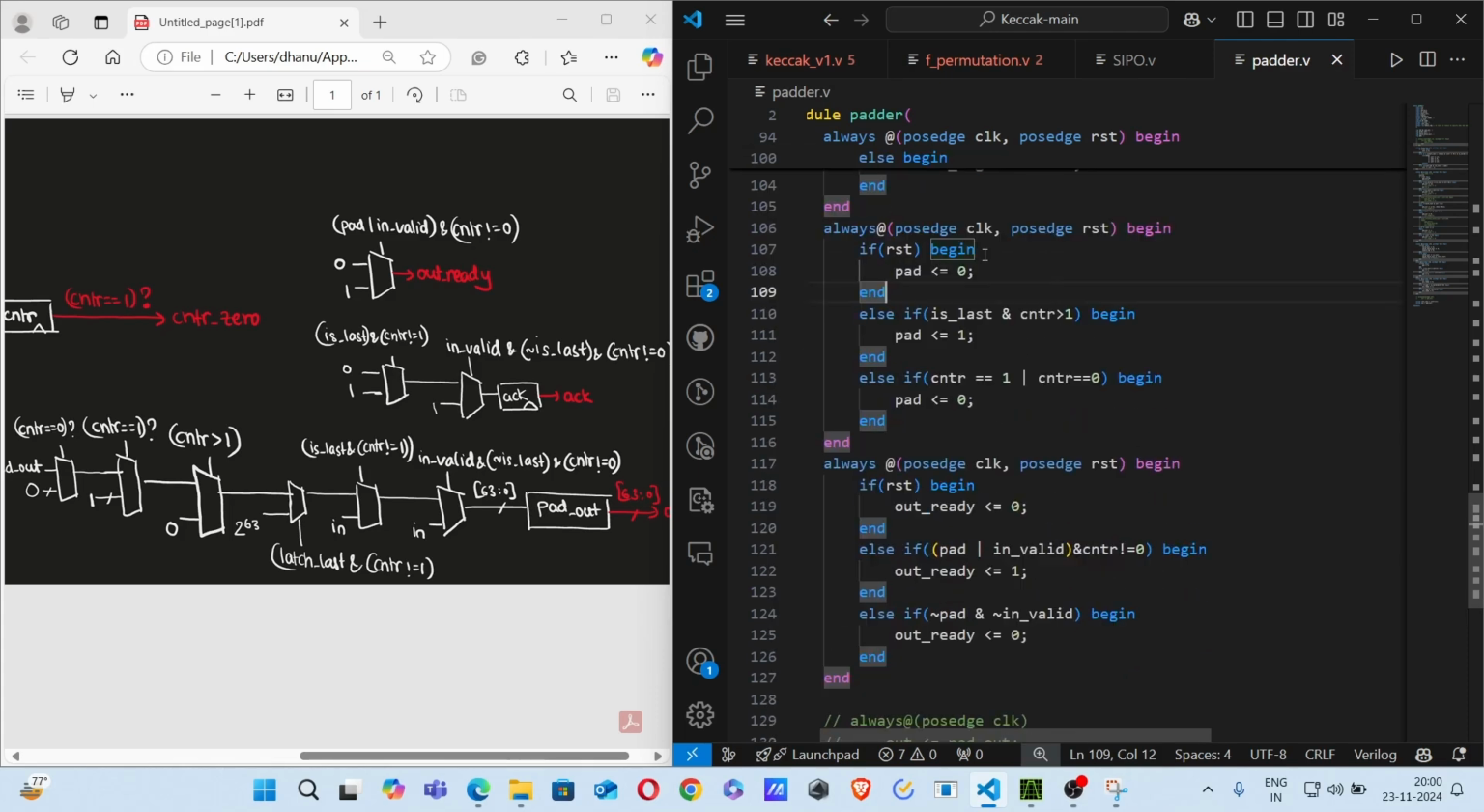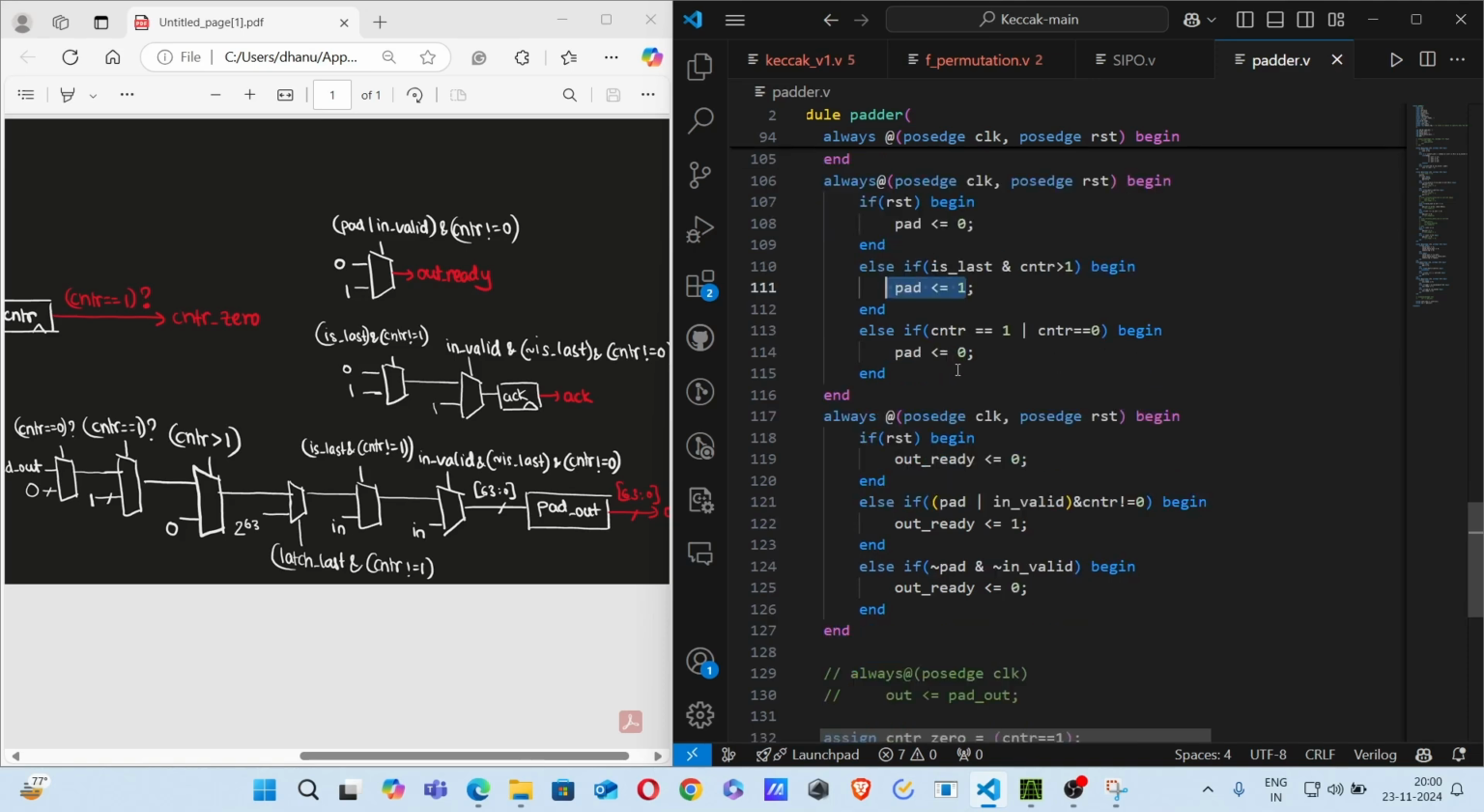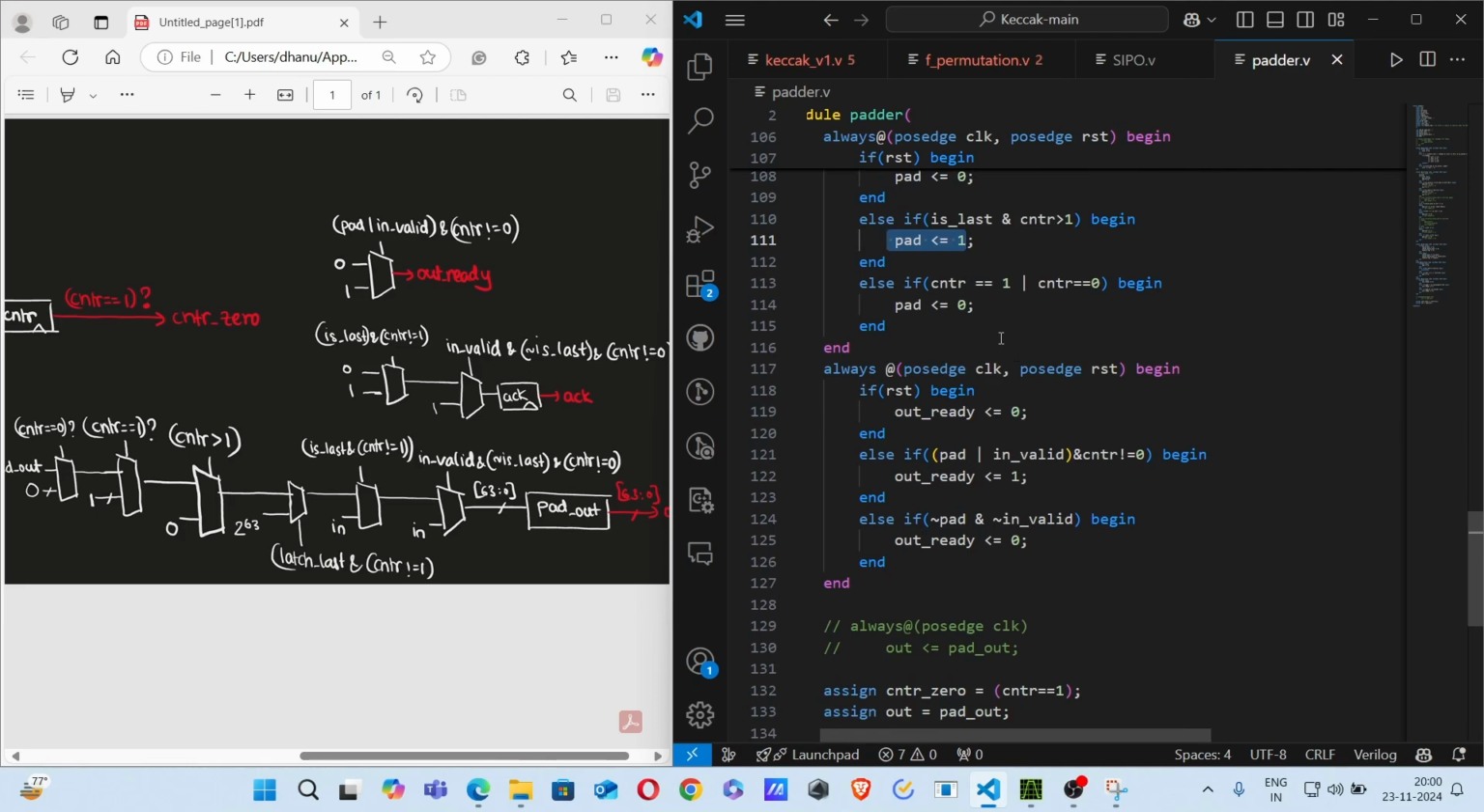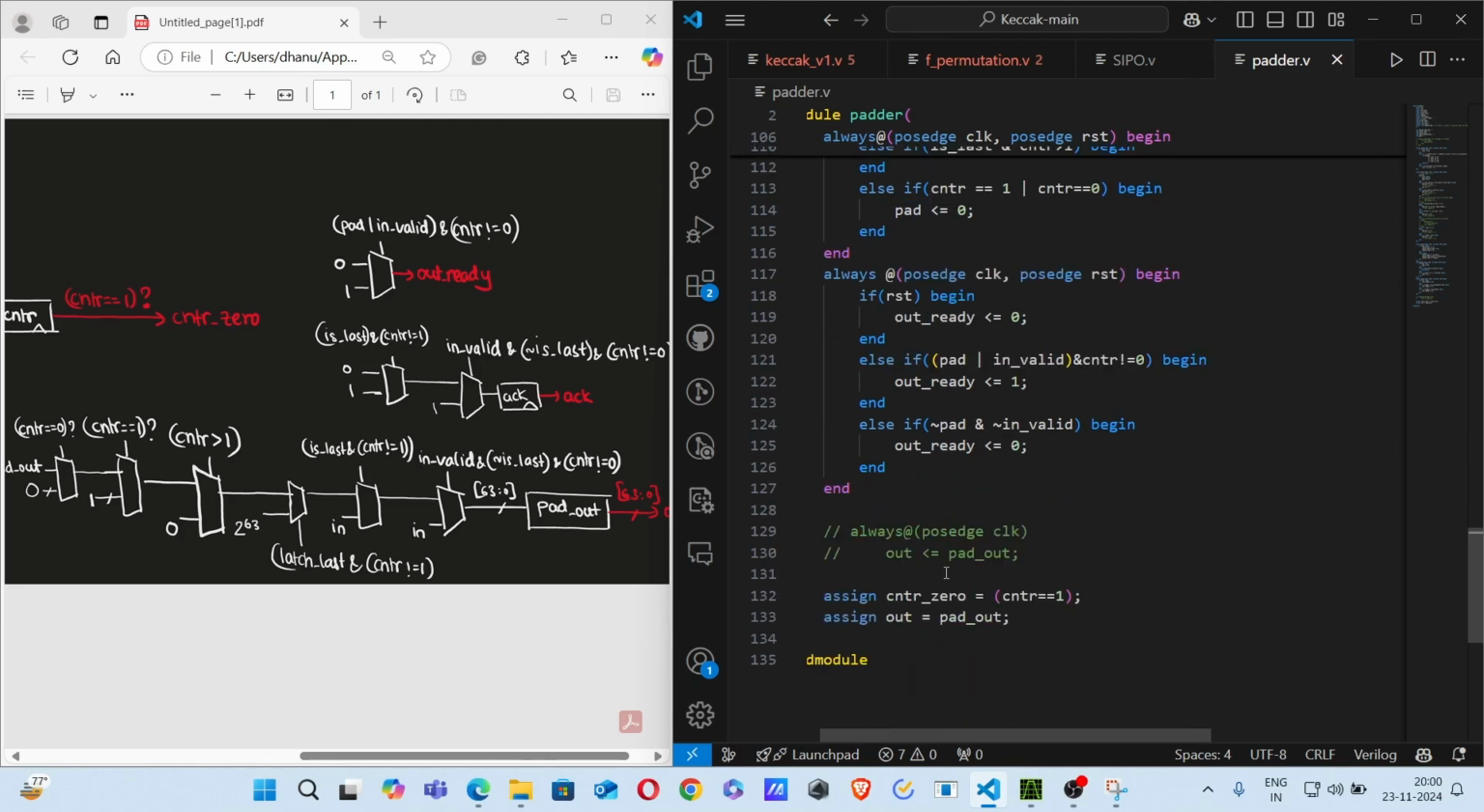And now the next always block. Here we are handling the pad register. Upon resetting, it goes to 0. Pad becomes 1 when is last, that is the last input has arrived, but counter is still greater than 1, which means that sufficient inputs for the algorithm have not yet been met. Then pad is triggered high. And upon counter reaching 1, pad goes to 0, which means that the padder's job is done now.